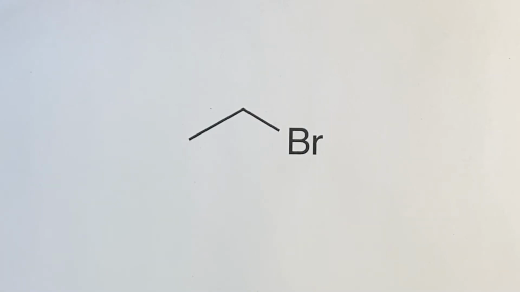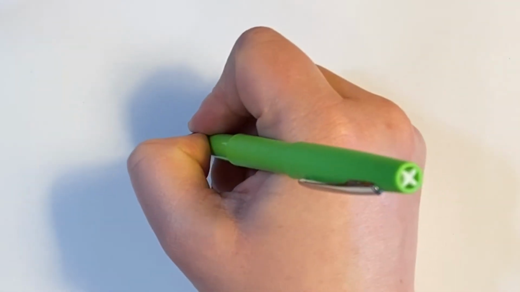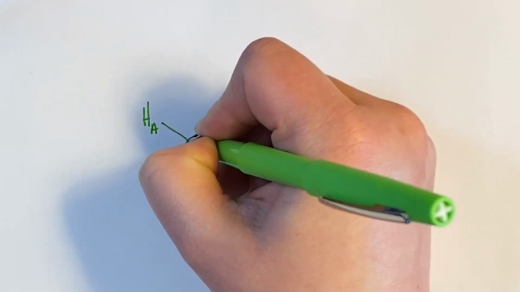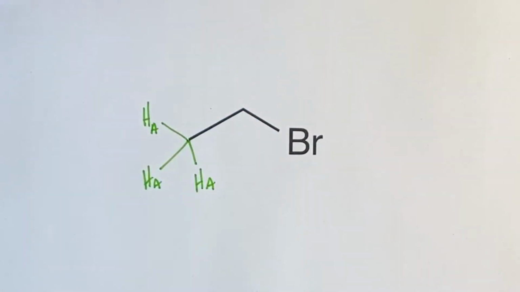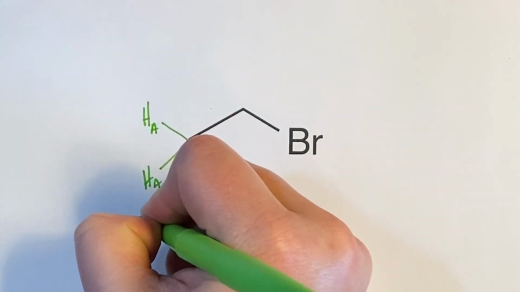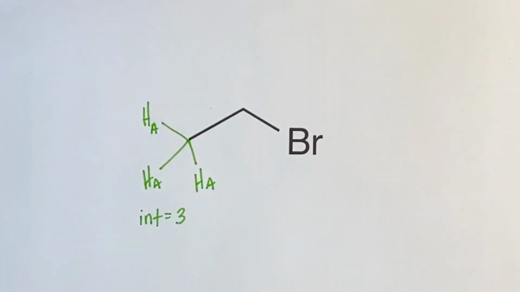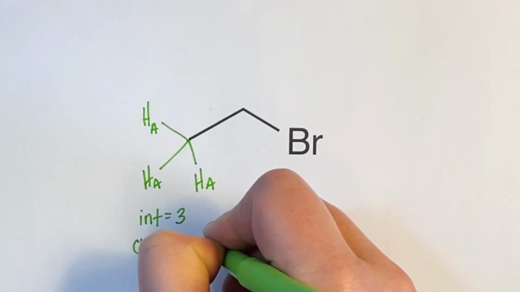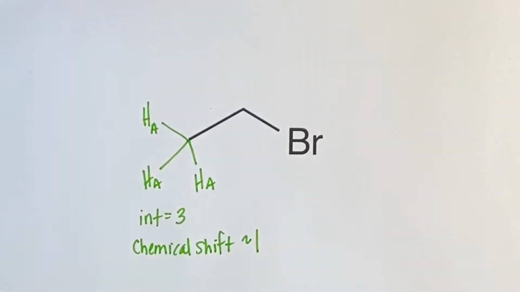So if I look at the structure of bromoethane, what we already know is that we have 2 different types of protons in this structure. These protons at this carbon, I'm going to call HA. And what I already know about HA is that I have 3 protons in this methyl group. I know that I would expect for this signal an integration of 3. And I know that I would expect a chemical shift of about 1.